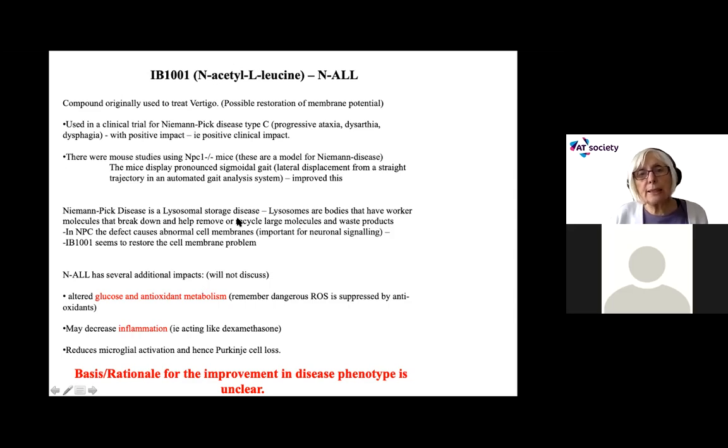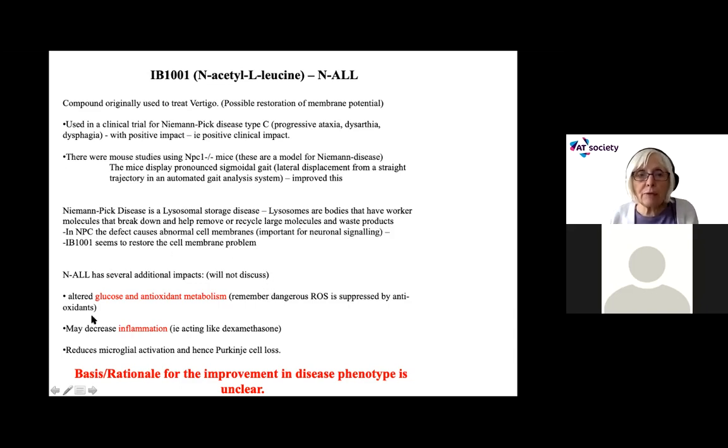This is something called a lysosomal storage disease, and basically the lysosomes are bodies that have worker molecules, proteins, that will break down and help to remove and recycle larger molecules and sometimes waste products. These lysosomes are not working normally in these individuals. And one of the consequences of that is that they have abnormal cell membranes, which I've said are important for neuronal signaling. And IB1001 seems to restore that in some way.